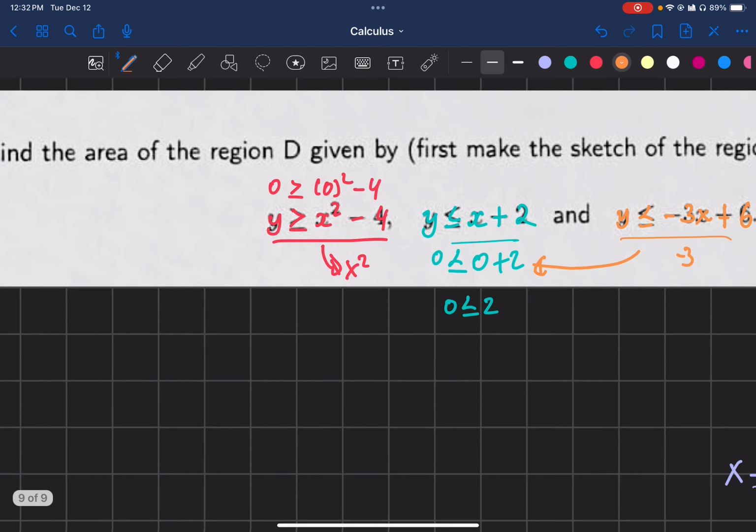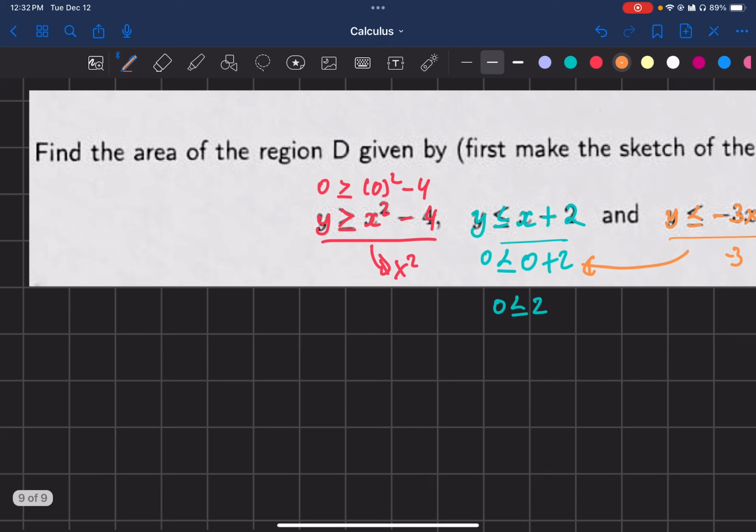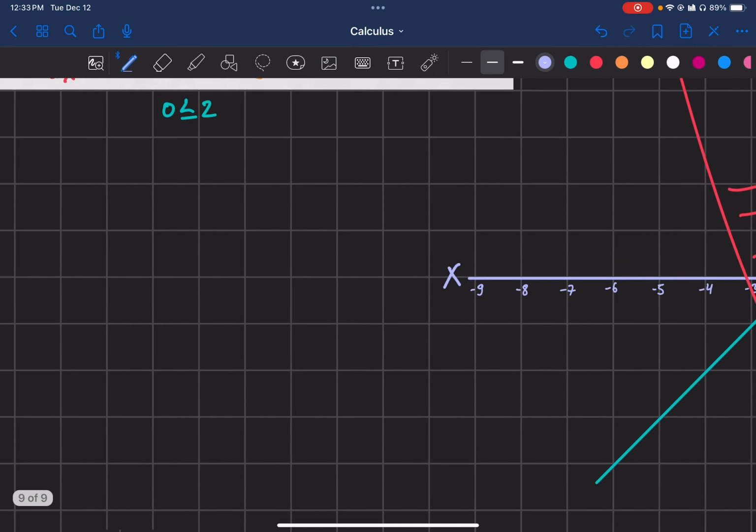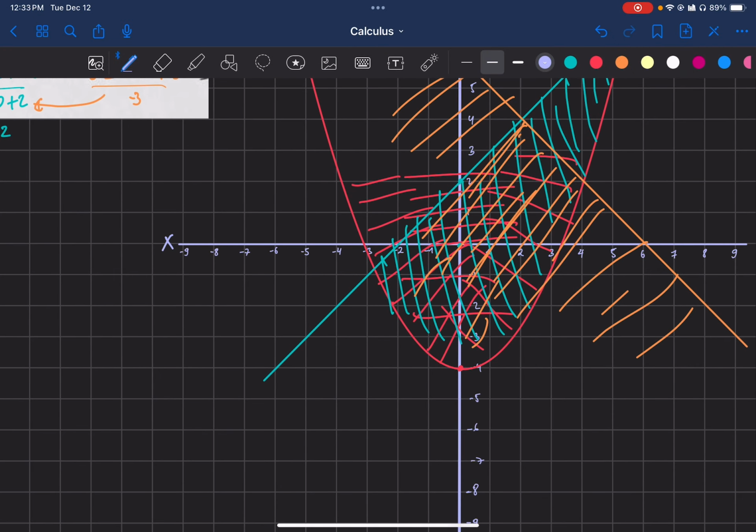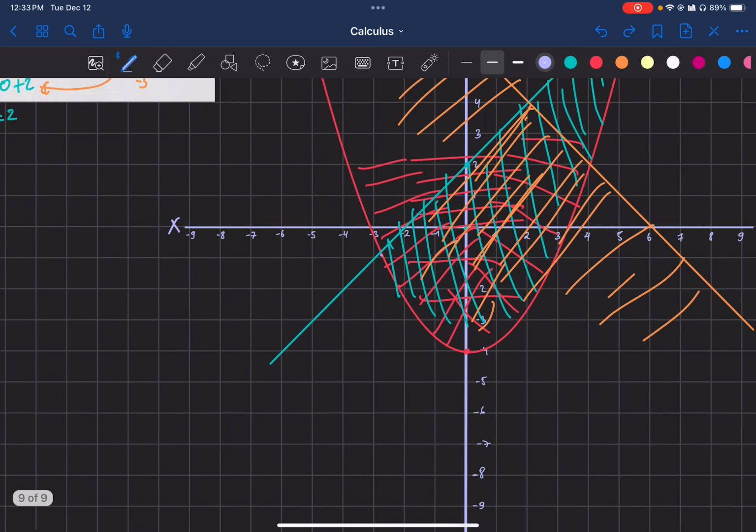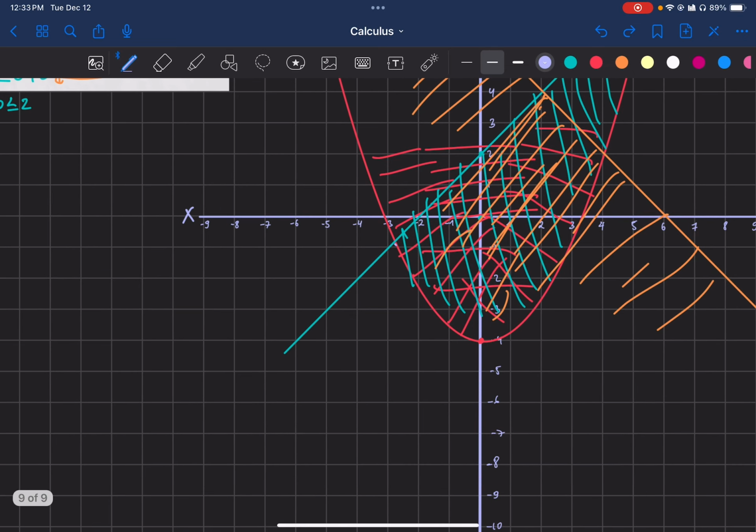So remember, we were asked to find the area of the region D. So we need to find what this is. We have our area which is surrounded by those three lines. When those three curves meet, they form this shape that we want to find the area of. Now, in order to do that, we need to use integration. But before we use integration, we need to find our bounds.